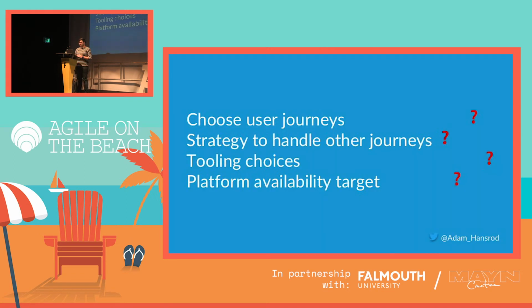They've got a couple of challenges in front of them when they start their team. They need to choose some user journeys to first build. They need to figure out how to handle all the other user journeys that they haven't built. They need to go and pick some tooling choices, and they probably have a bit of an availability target. What's the minimum we're going to provide to make sure our services will work on top of that?